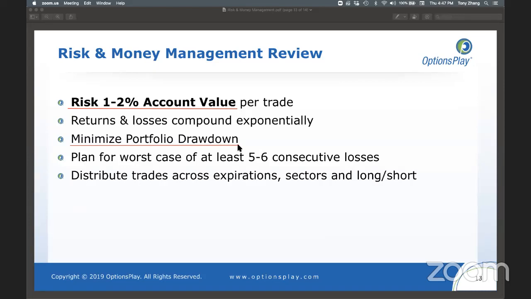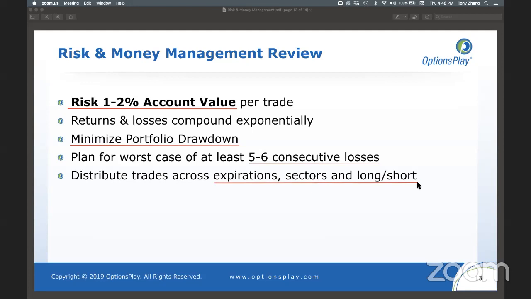And whenever you're trading any option strategy, you want to plan to have at least 5 to 6 consecutive losses in your account sometime throughout the year, and make sure that when you do have those 5 to 6 consecutive losses, it doesn't blow up half your account, because if that does happen, it's almost impossible to get yourself back up to break even.